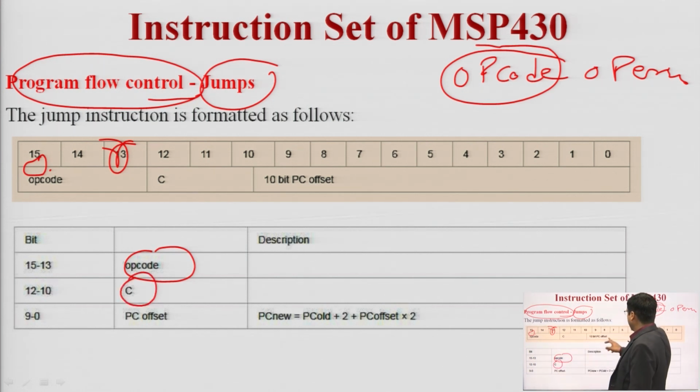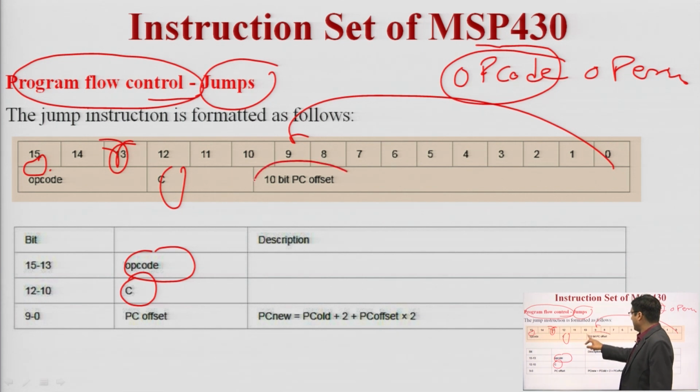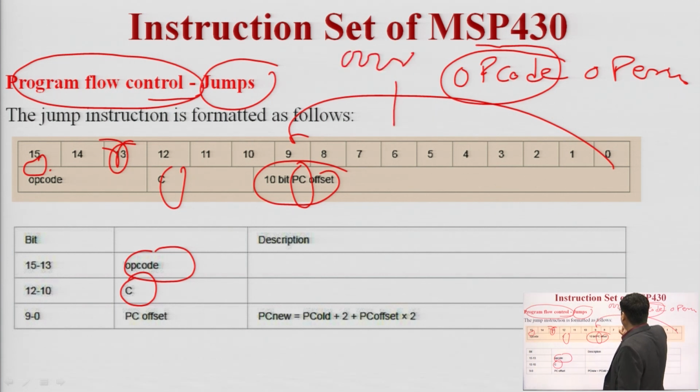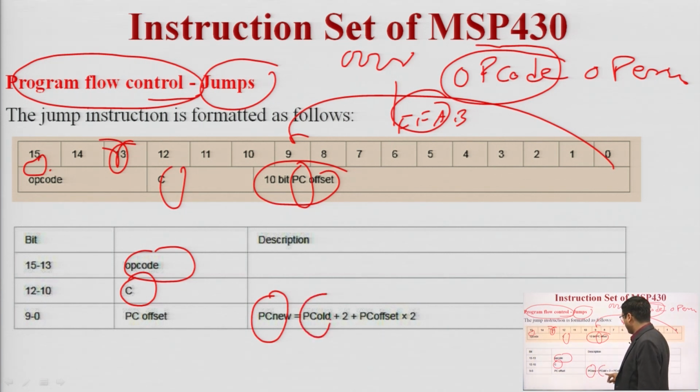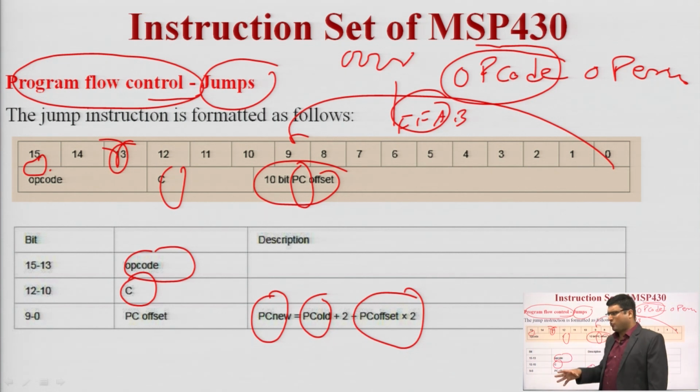That is the condition code values, and 0 to 9 are reserved for the PC offset, the 10-bit PC offset. What is the meaning of the 10-bit PC offset? It means the program counter offset value. If we want to jump from a particular memory address, for example 0002 to FFAB, okay, the offset address will be calculated by using these bits. So PC new, PC meaning the new program counter address value, is calculated through the old program counter value plus 2 plus PC offset times 2. Okay, so this is the calculation. But we will not go into much depth of this.